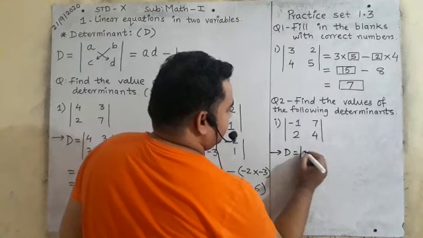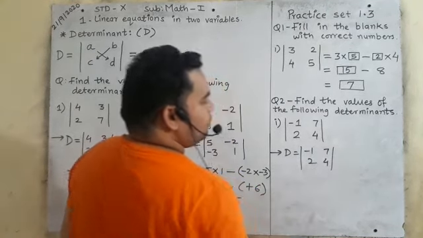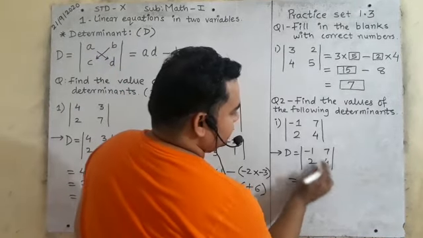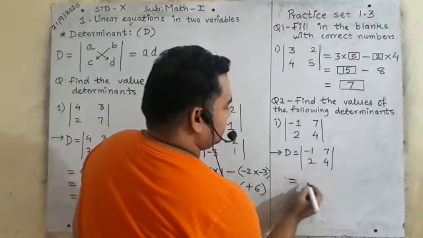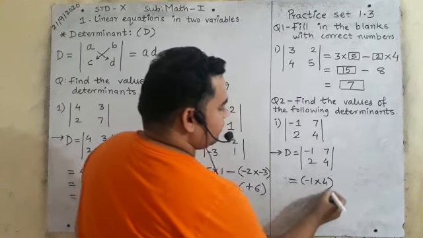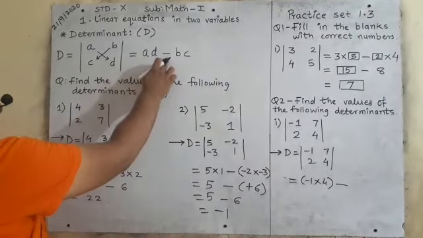Determinant D, with rows minus 1, 7 and 2, 4. What will you do here? Just tell me. You will multiply this to this, minus 1 multiplied by 4. Is it clear? Minus sign. Okay, look here, AD minus BC.